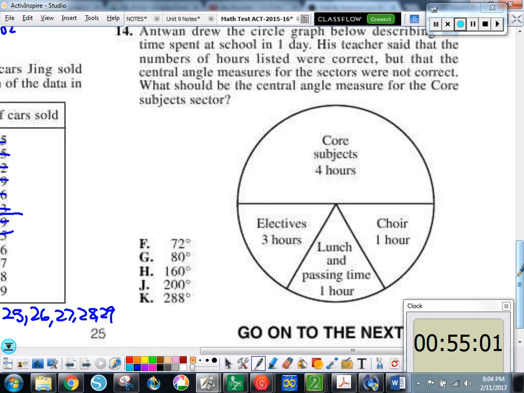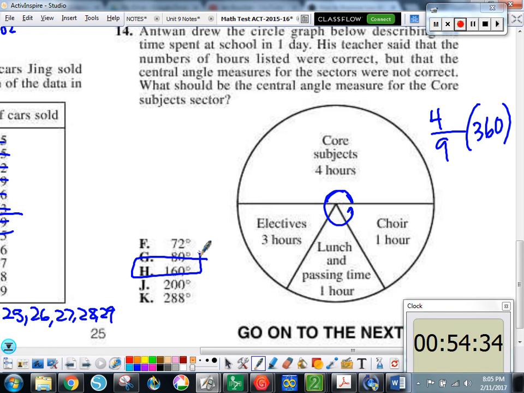So core subject sectors. Right here it has it at like a whole diameter, right? How many hours are there total? So 4, 5, 6, 7, 8, 9, so it's going to be out of 9. If he had 4 out of the 9 of those hours being the core subjects, now this is an angle. All of the angles in a circle are 360, so let's multiply that by 360. So it should be 160 degrees each.